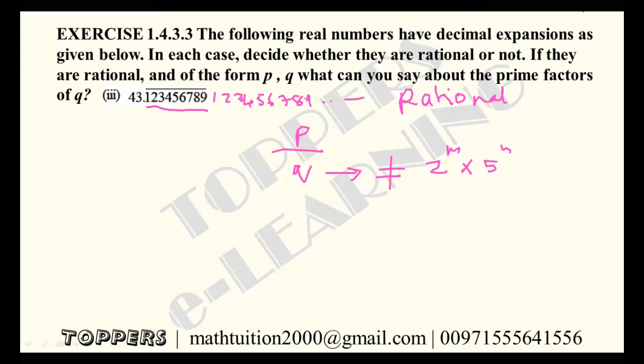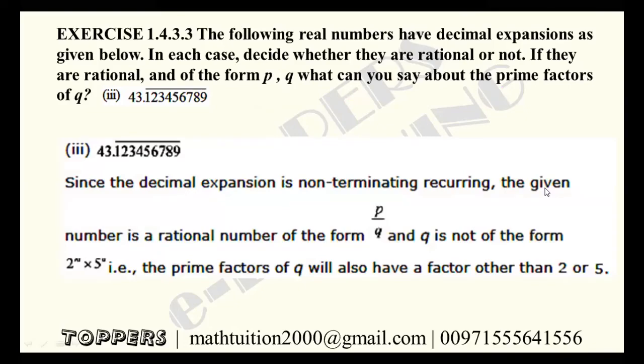Clear? So let us conclude. Since the decimal expansion is non-terminating recurring, the given number is a rational number of the form P by Q, and Q is not of the form 2 raised to m into 5 raised to n. That is, the prime factors of Q will also have a factor other than 2 or 5. Clear? Okay, fine. So that is the end of this session.